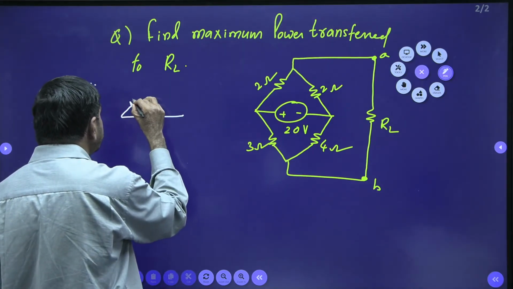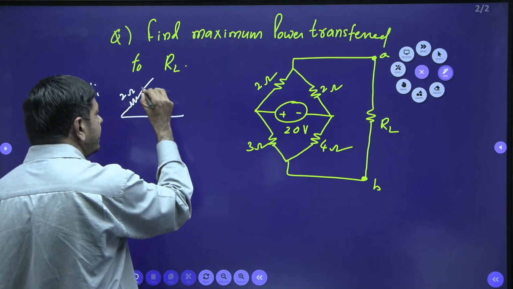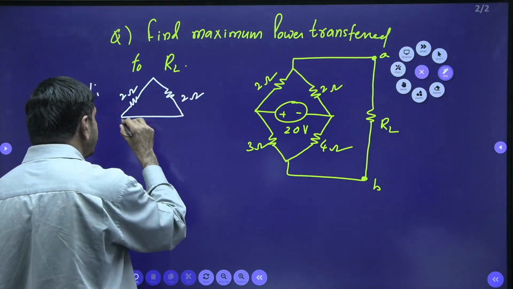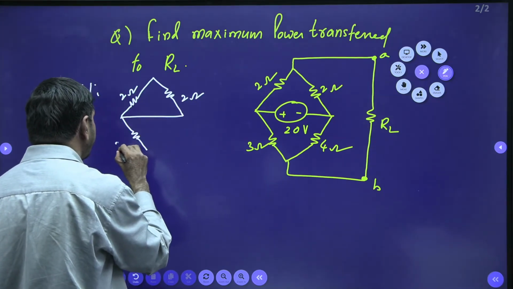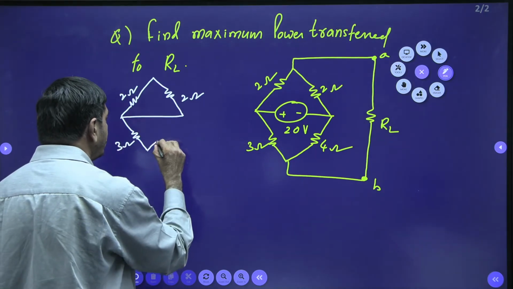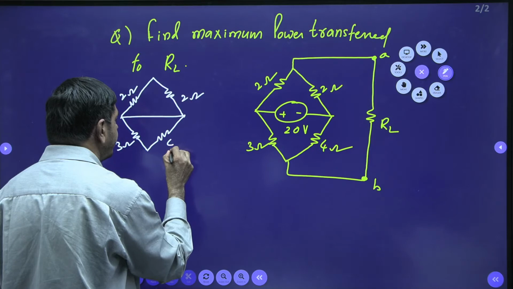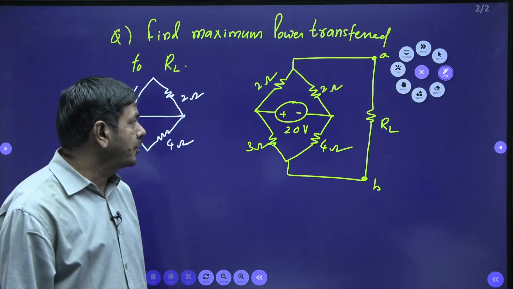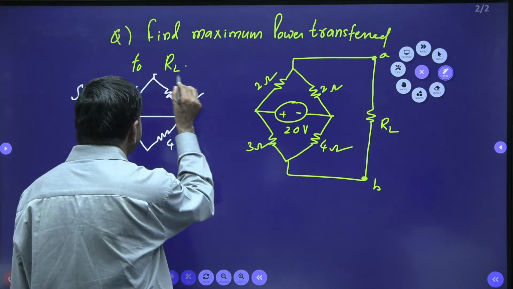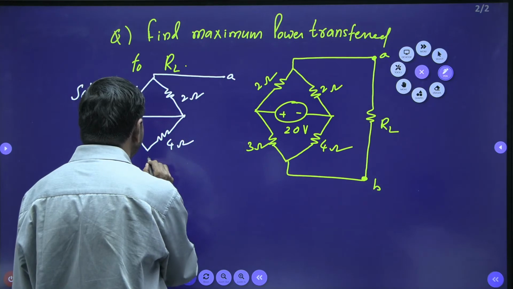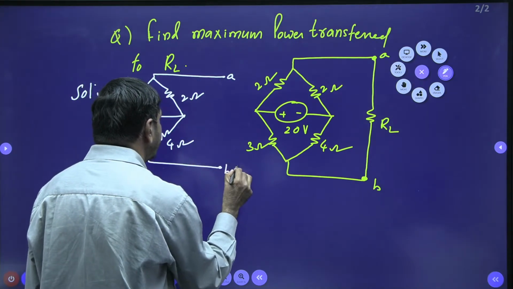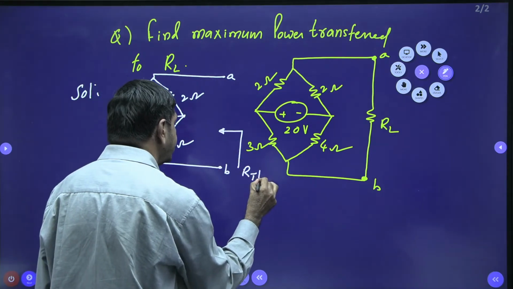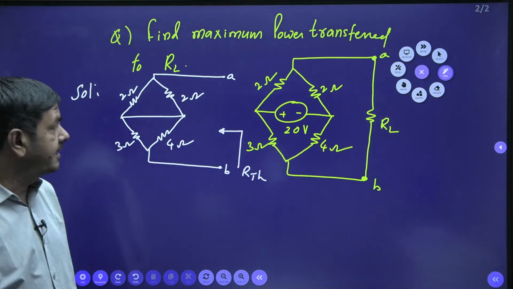Here I got a 2 ohm resistor on this side. This side it is given with a 2 ohm resistor. This side a 3 ohm resistor. And this side we got a 4 ohm resistor. Wherever the load is given, that must be removed. It must be open circuited now. I can extend, this is A, this is B. When the view is taken from this side, whatever resistance occurs is RTH.